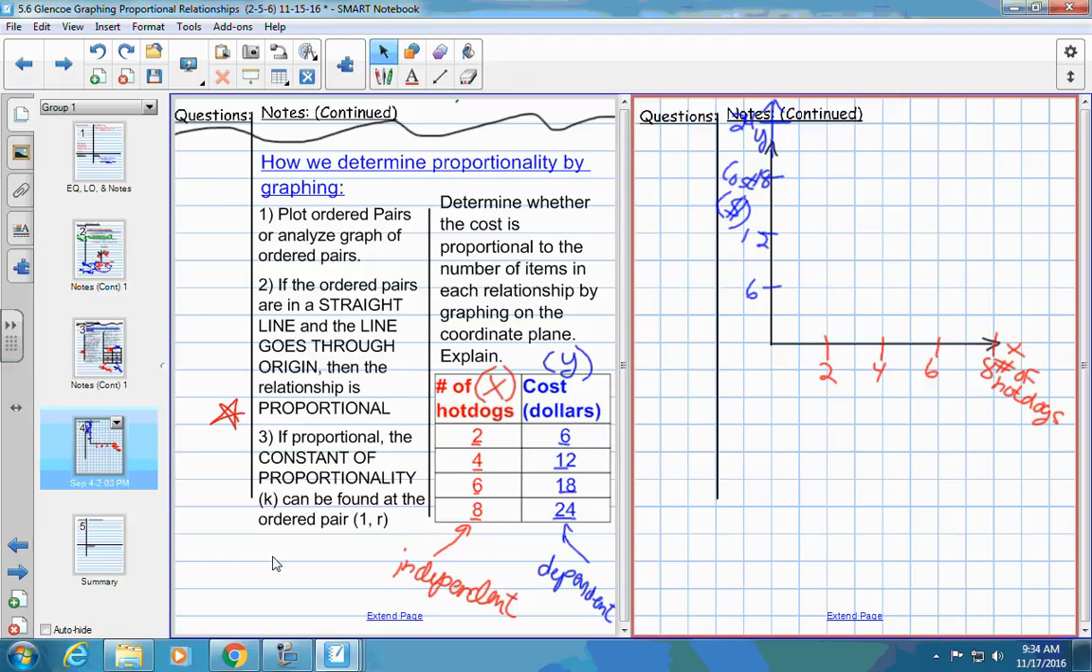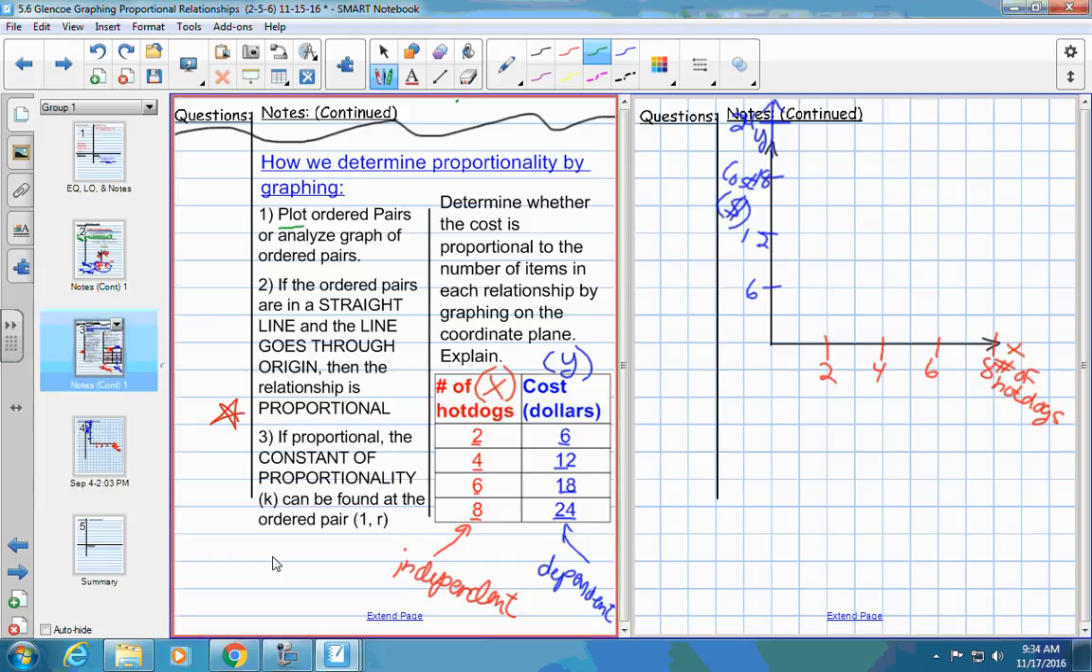Okay, so now step 1 of these directions is we have to plot the ordered pairs onto the graph if it's not done so already. The second part, analyze, means if they already are on the coordinate plane, we would just try to figure out if it's proportional based on step 2. But we actually have to plot our ordered pairs because they're not on the axes yet.